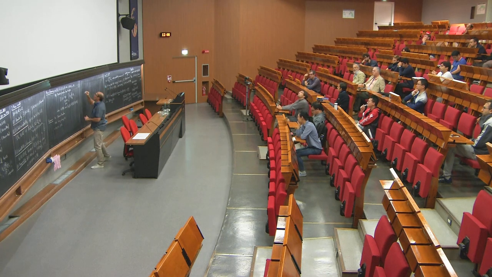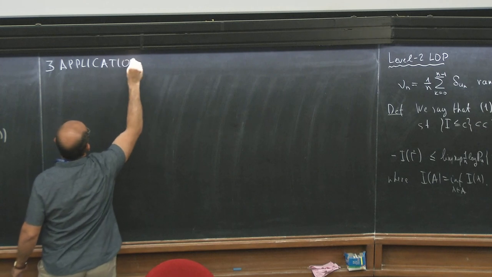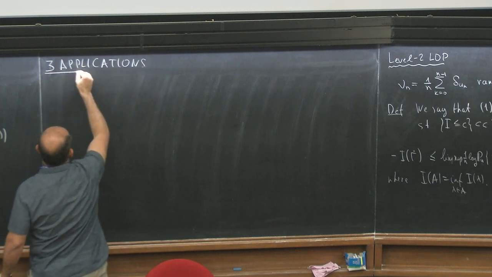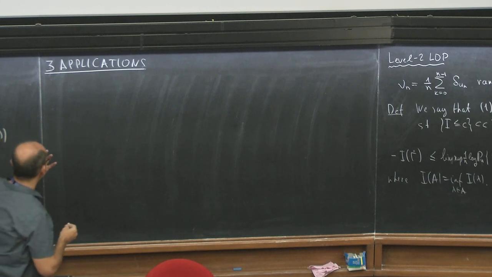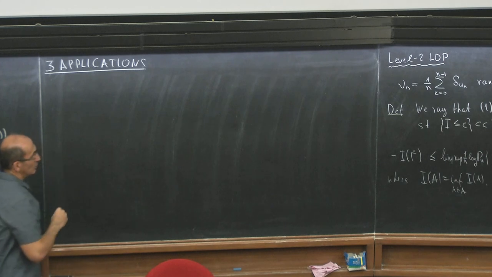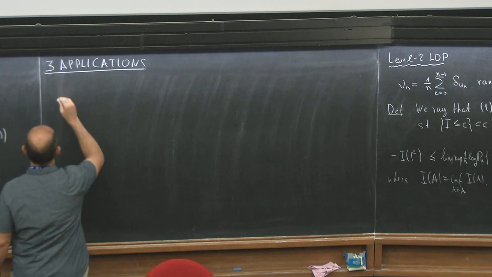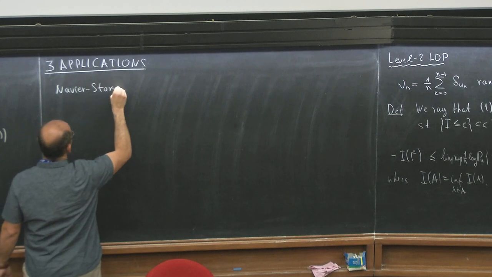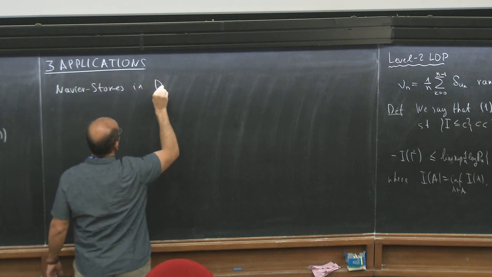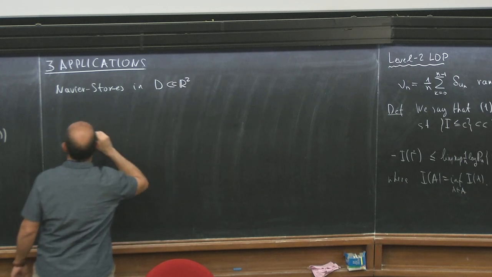So, applications. In fact, this was more or less done by Sergey Kuksin, so let me do it briefly. We can apply this result to, roughly speaking, any reasonable parabolic PDE. Let me consider two examples. First, Navier-Stokes in 2D, in a bounded, compact domain.